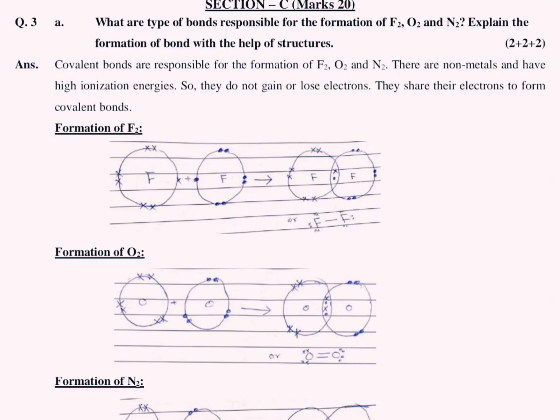It's chemistry model paper subjective part, and question number 1 here is: what are the types of bond responsible for the formation of fluorine, oxygen and nitrogen molecules? Explain the formation of bond with the help of structures. So it's 2 plus 2 plus 2. So for each drawing you have 2 marks.